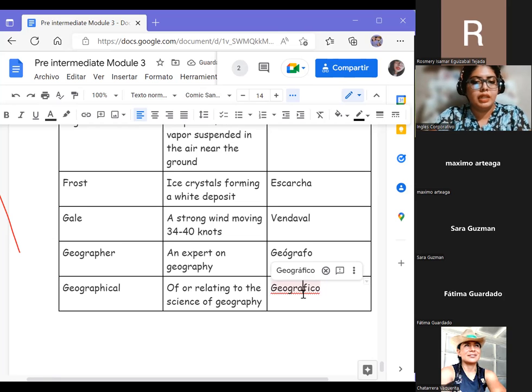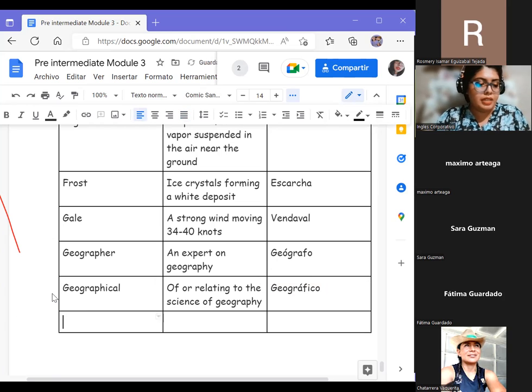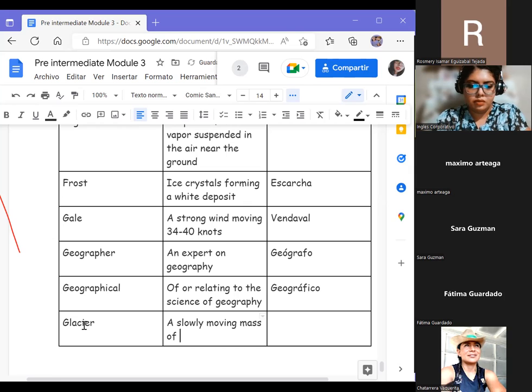And the last one, the last word that we're going to have for the first part of this vocabulary, is this one. That it means a slowly moving mass of ice. And in this case, we can say glacier.